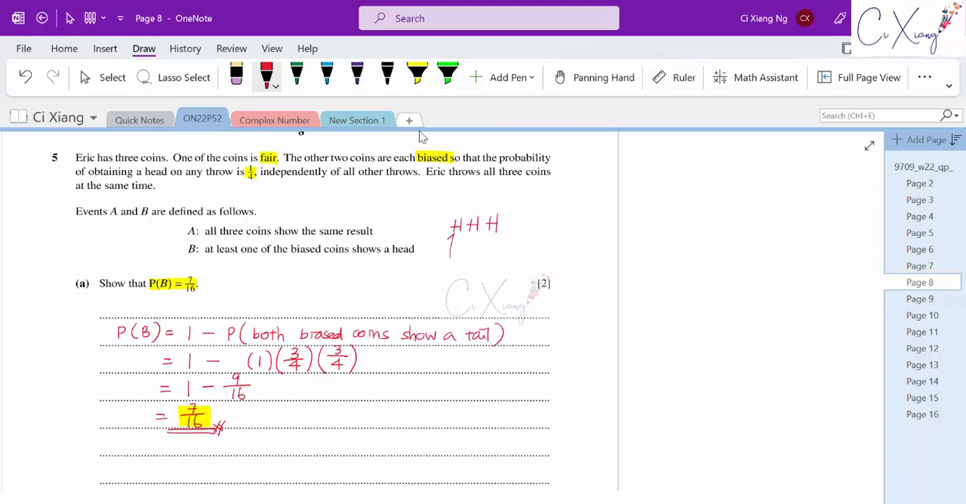That means the fair coin shows head. Then the first biased coin shows head. The second biased coin also shows head, right? And this is the only case that fulfills the intersection for these two events, because all of the three coins must be the same result, and at least one of the biased coins shows a head. Alright, so to get the same result, this is the only possible case, H, H, and H.